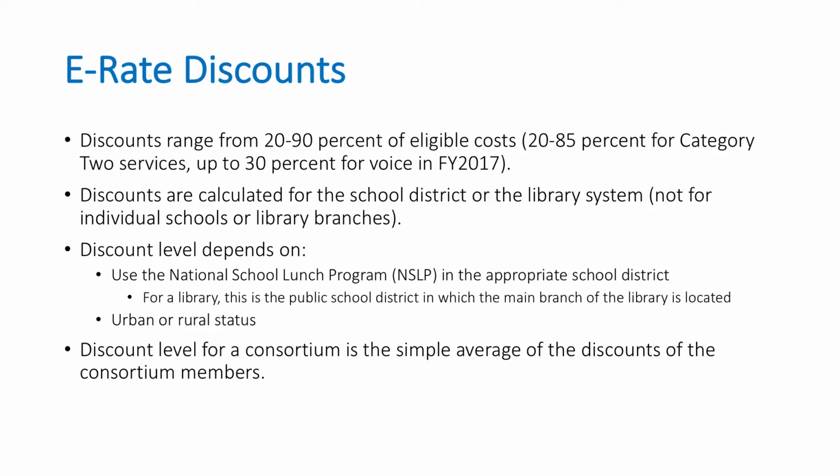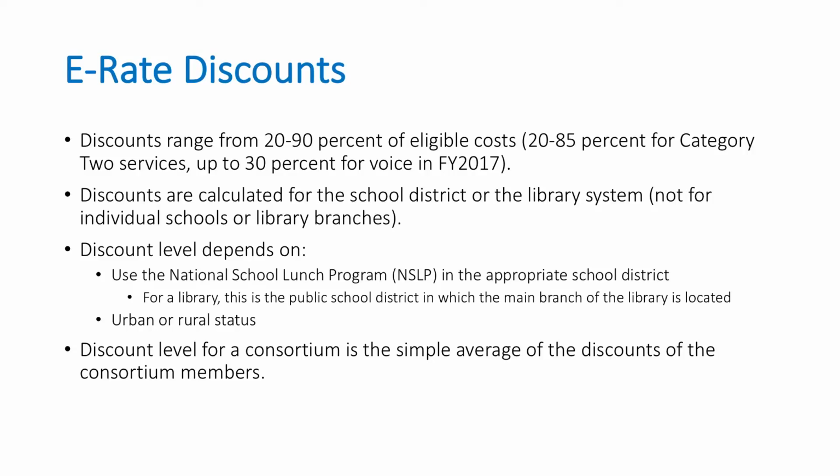Discounts. E-rate, as I said before, calculates or provides discounts for these services based upon poverty, and they use the USDA National School Lunch Program as the tool to determine poverty level for an entity, a school or a library. You can receive discounts on the E-rate side from anywhere from 20 to 90% on Category 1 services, or 20 to 85% on Category 2 services.